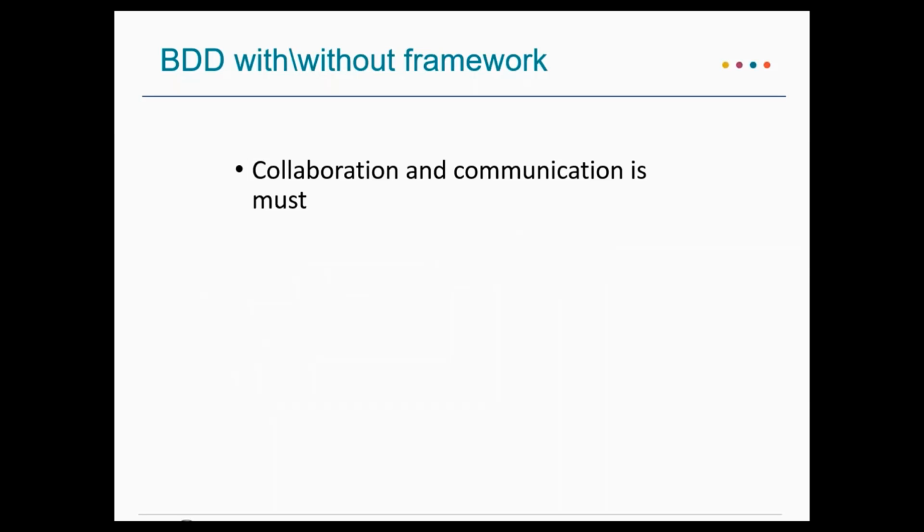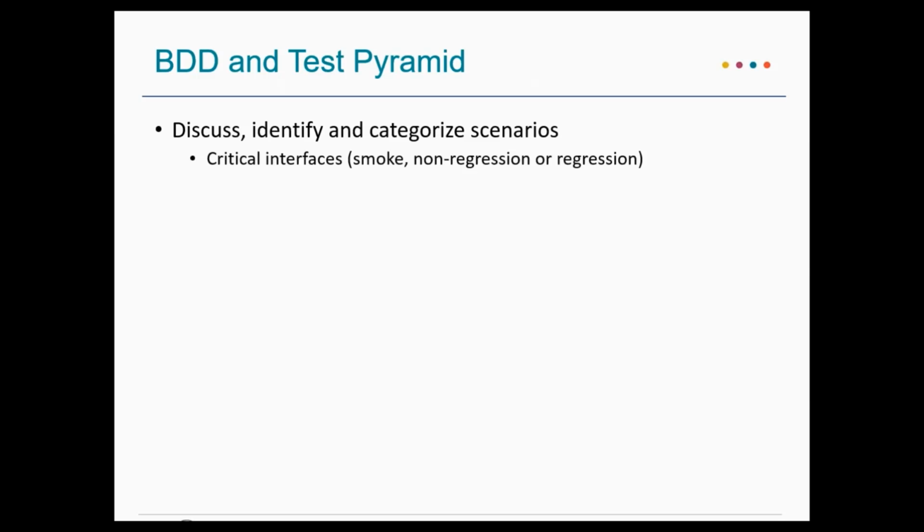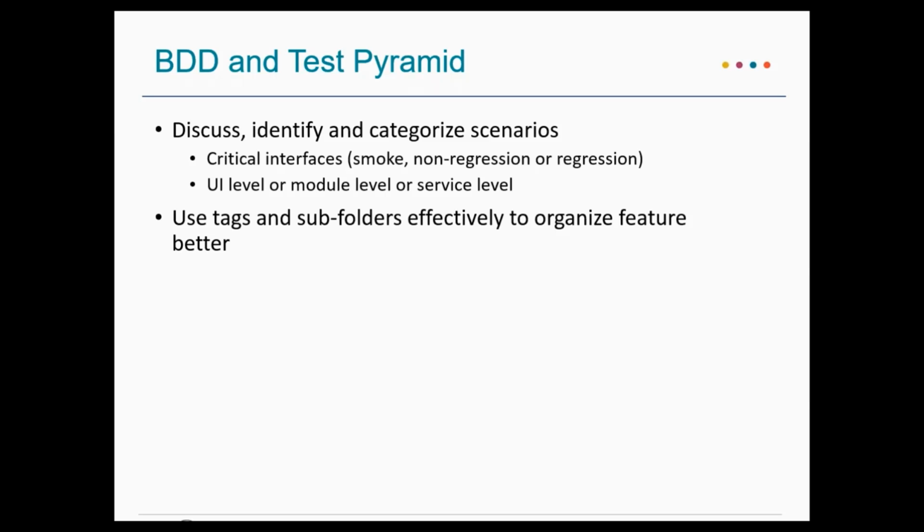First, understand that when we are talking about BDD with or without a framework, collaboration and communication are a must. If that is not there, we can't call it BDD. Testing, whatever comes, is just a byproduct, which I am going to use to make our test strategy much better. Right. So if you look at it from the BDD and test pyramid side, when we discuss, identify, and categorize scenarios, we can use some tags.